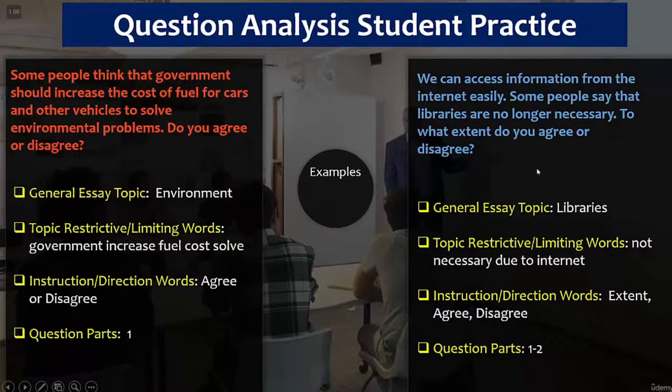For our second question, the general essay topic is libraries, and the restrictive language is that it's no longer necessary due to the internet. Our direction words are to what extent, agree or disagree. This can have 1 to 2 parts because you may mainly agree, but there may be some aspect that you disagree with. So our first question is different than the second question because it uses the language to what extent.